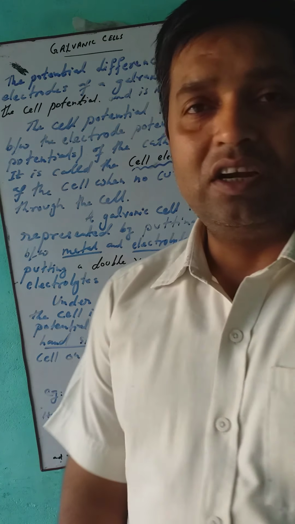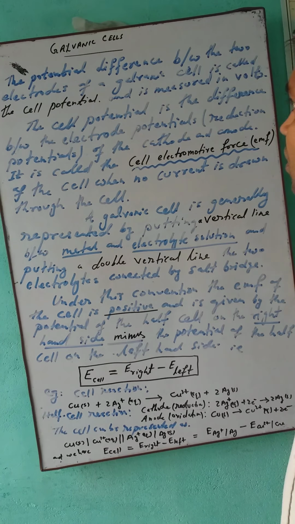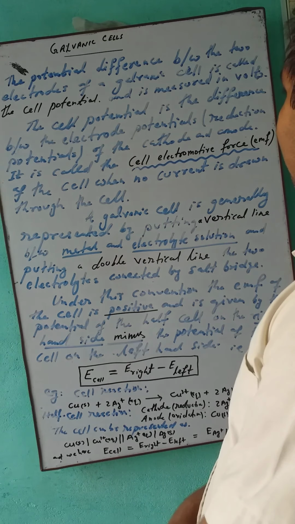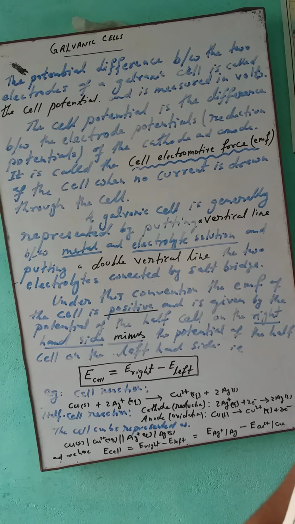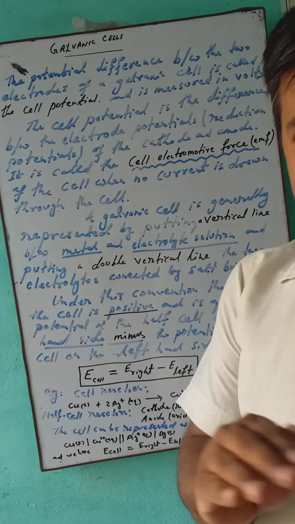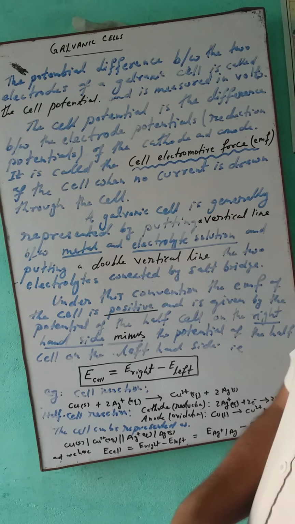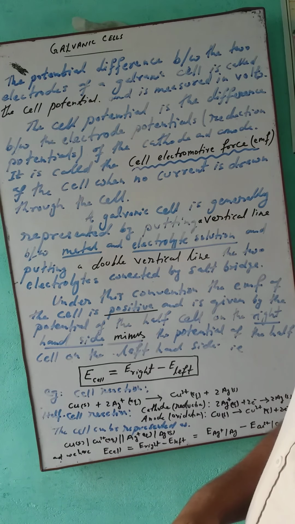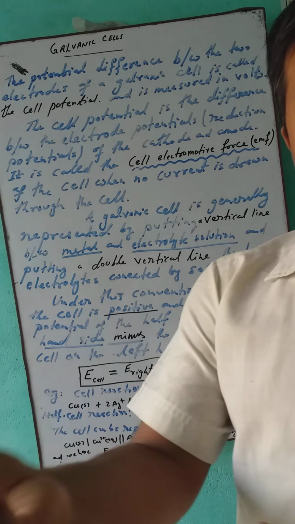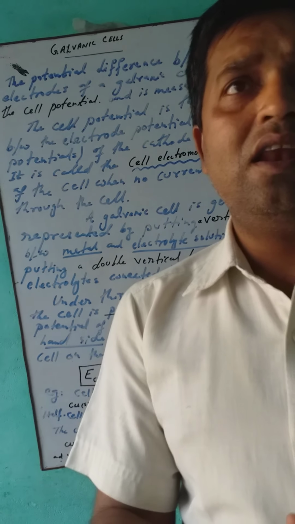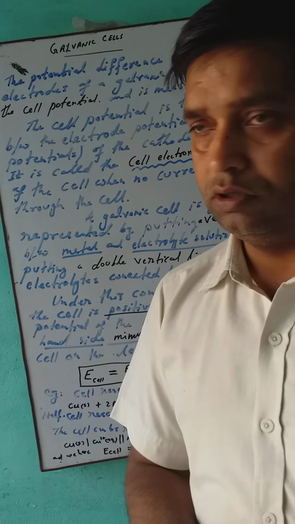and some important relationships. So, dear student, the potential difference between the two electrodes of a galvanic cell is called cell potential. That is, the potential difference between two electrodes is called cell potential, and it is measured in volts. And we know that the SI unit of potential difference is volt.